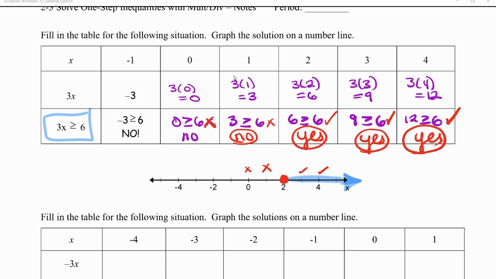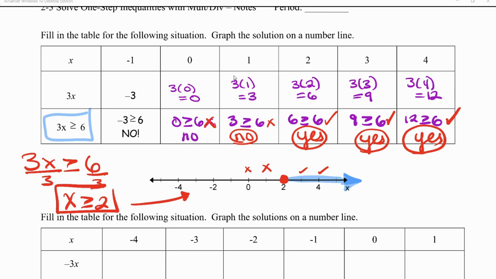So then if we were to solve, we have 3x is greater than or equal to 6. The inverse operation of multiplying by 3 is dividing by 3. So we have x is greater than or equal to 2, which is correctly graphed based on our little investigation of testing those values.